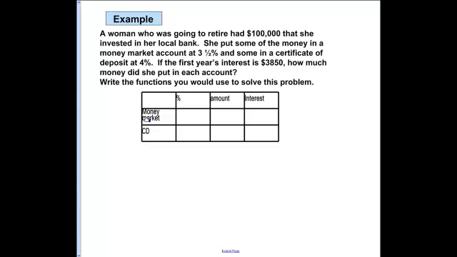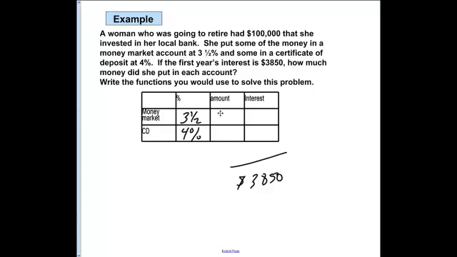Now let's take a look at this example. A woman who's going to retire had $100,000 and she invested in a local bank, putting some money in a money market at 3.5%, and some in a certificate of deposit at 4%. So that will be 4% in the CD. It says if the first year's interest is 3,850, how much did she put in each account? So we know we're going to have a total of 3,850.